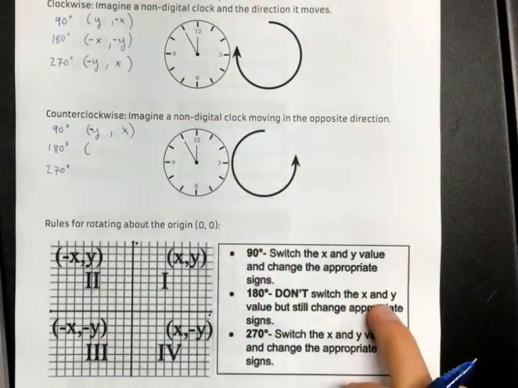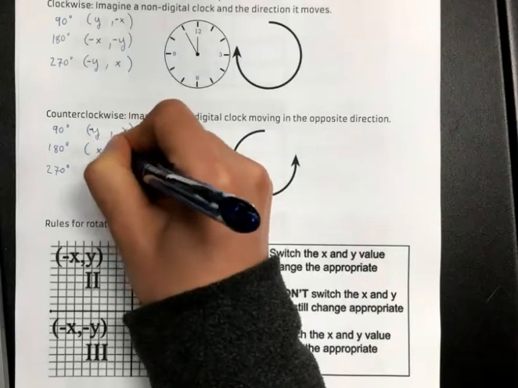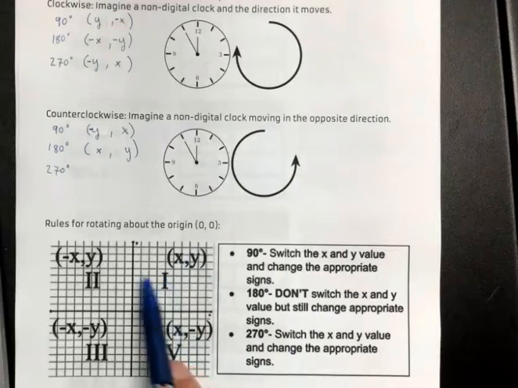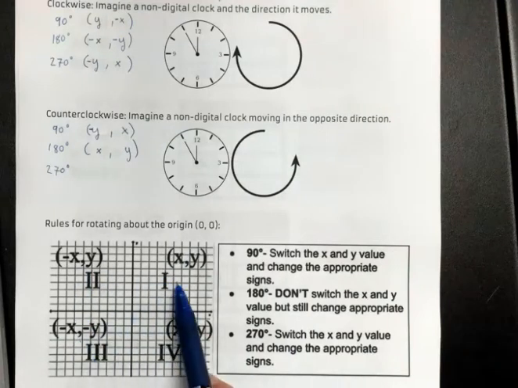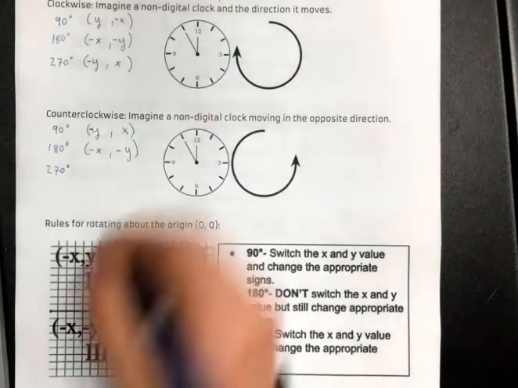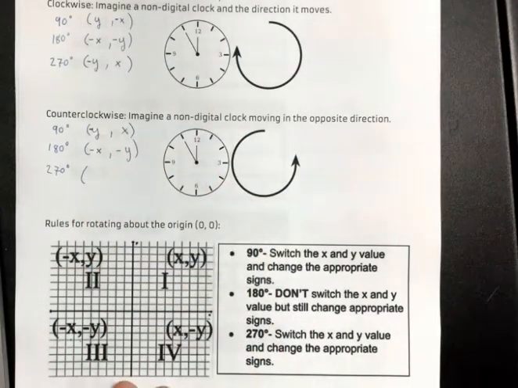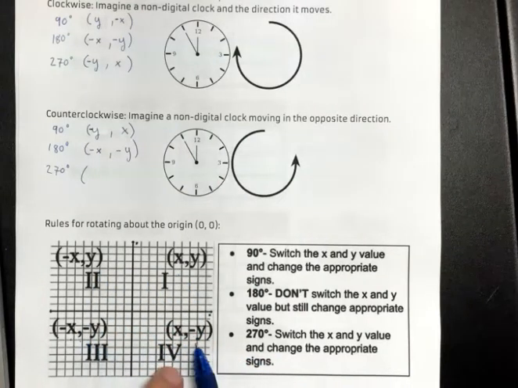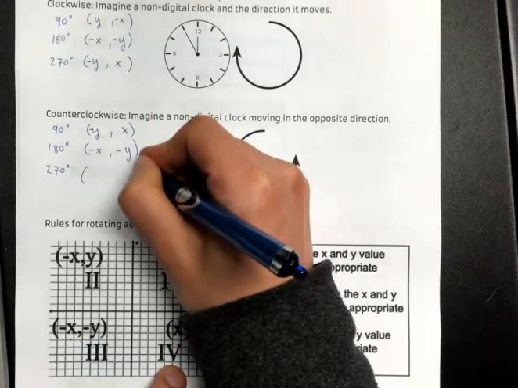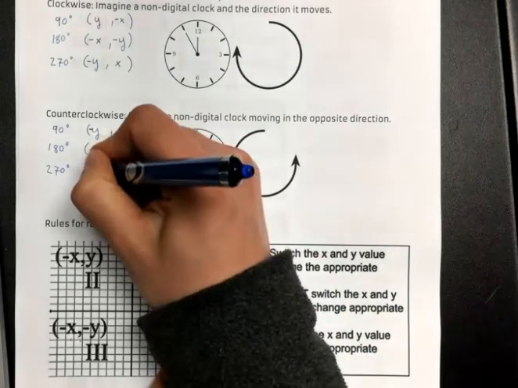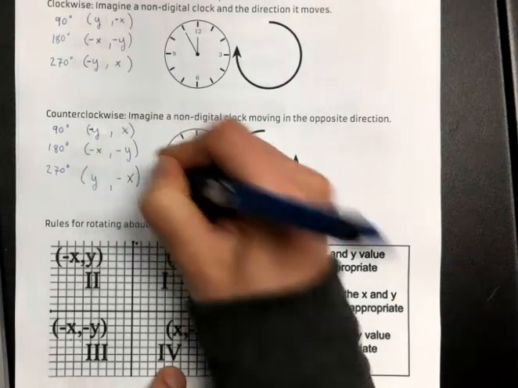180 degrees. It says do not switch x and y, so we still have x, comma, y. And 180 degrees would be going from this to this, switching two quadrants. So this becomes negative x, negative y. And then 270 degrees, I'm going 90, 180, 270 right here, so the second term should be negative. And it says switch x and y, so I'm going to make y, then x.